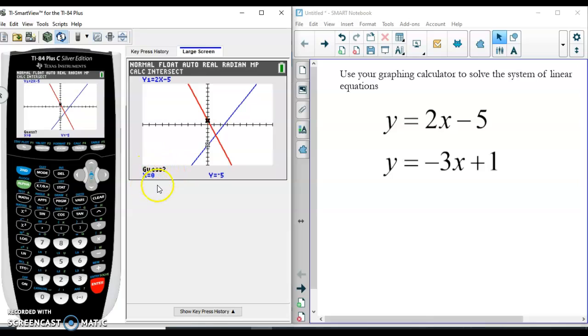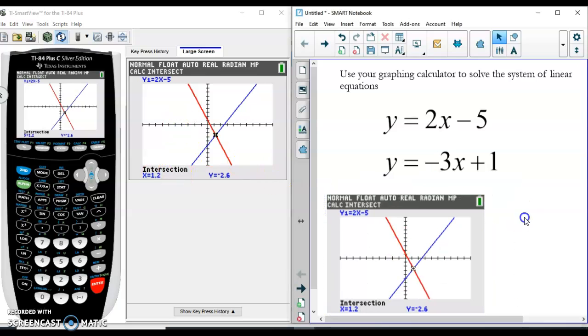And then our calculator wants us to narrow it down. Where do we think it is? And for our guess, we hit the left or the right arrow, and we move our cursor to as close of the point of intersection as we can get. So I think it's going to touch right there. And then I finally hit enter. And once we hit enter, it'll label the point of intersection for us. So that means this over here, I know the solution for x was 1.2 and the y value was negative 2.6.